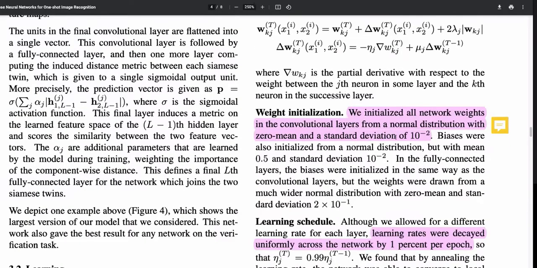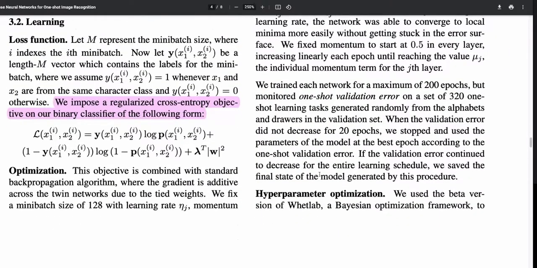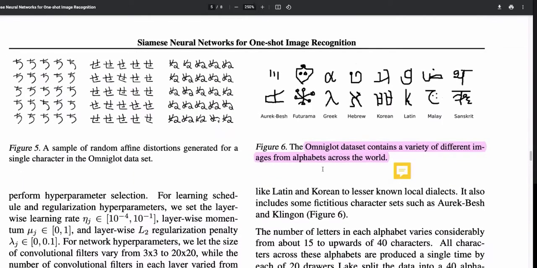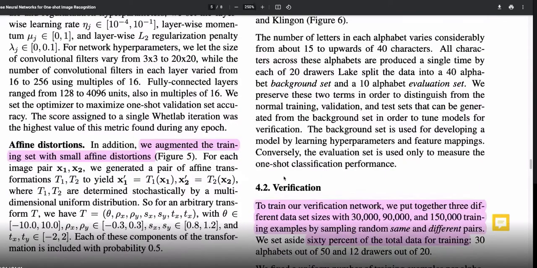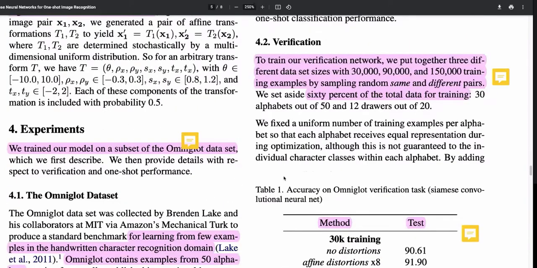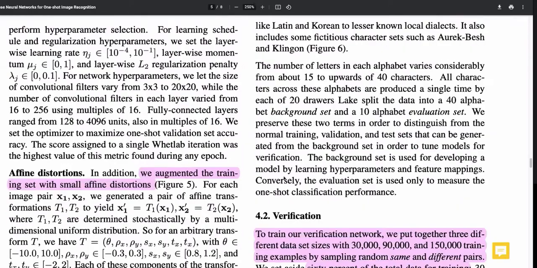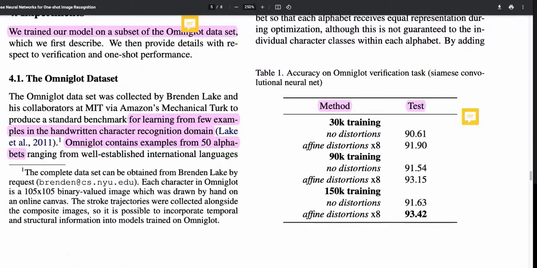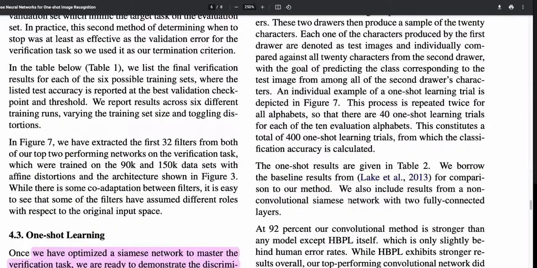Okay, so this weight initialization and learning rate is the standard that you have in most networks. They experimented with two data sets, the Omniglot data set and the second data set. In section 4.1, they give a description of the Omniglot data set and what you have in there.